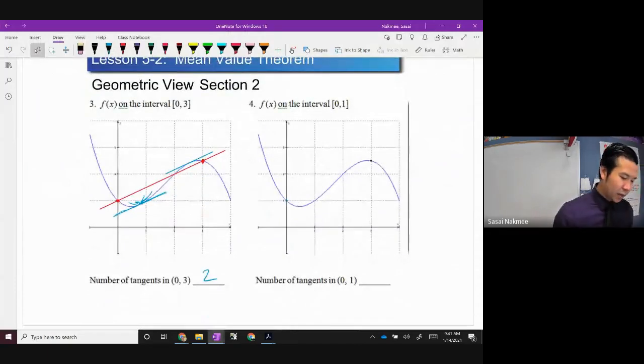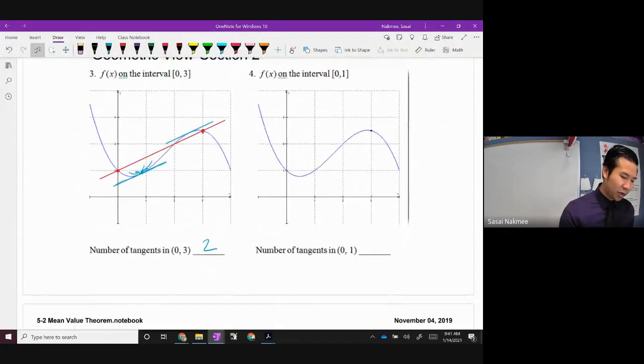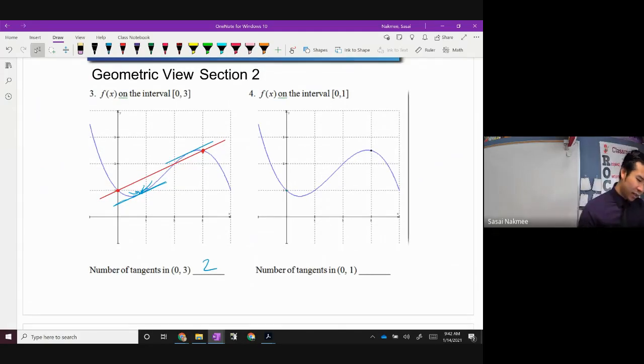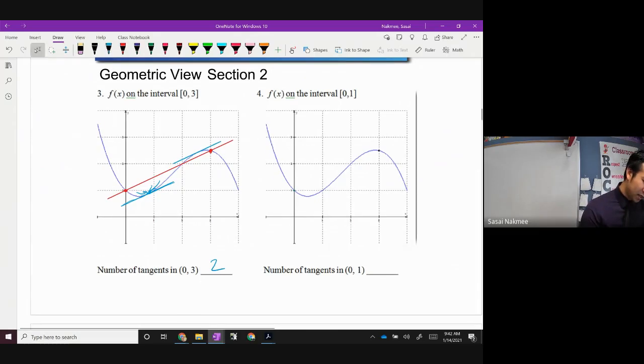By the way, I'm going to write these answers down for you as I'm doing this. Hopefully you got the number of tangents for 3. I got 2. Maybe you got something different, but I got 2. And I'm looking at this graph, it looks, on the closed interval from 0 to 3, definitely continuous.